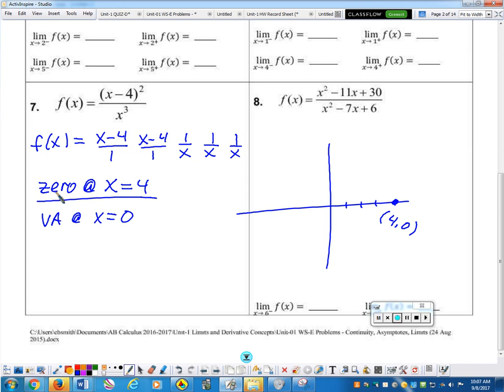No, it could be over 12, 6, 8, 10. 0 divided by any number is 0. Perfect. Next one.